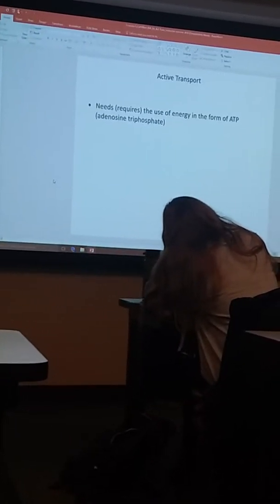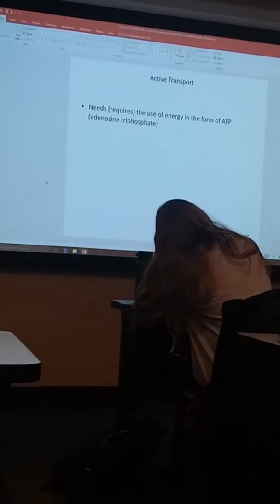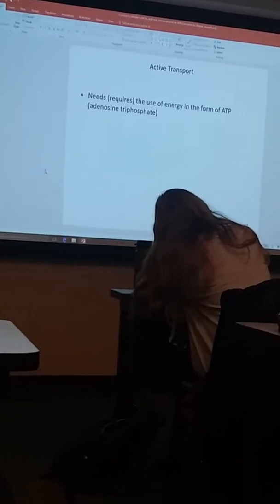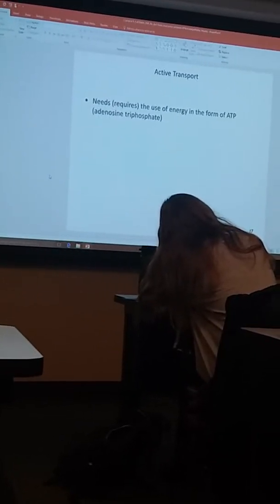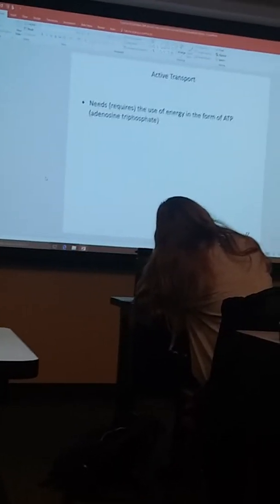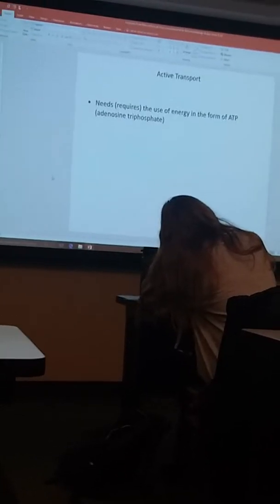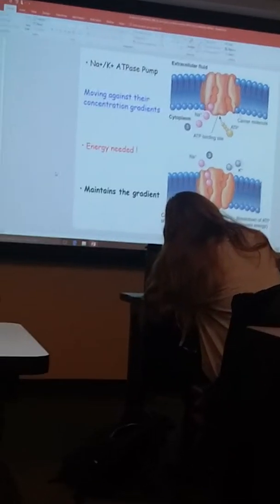It's a protein structure that will move stuff against the concentration gradient. And it will always cost you energy. It is, I won't say never, it's mostly costly. Let's look at a picture of what that is then.